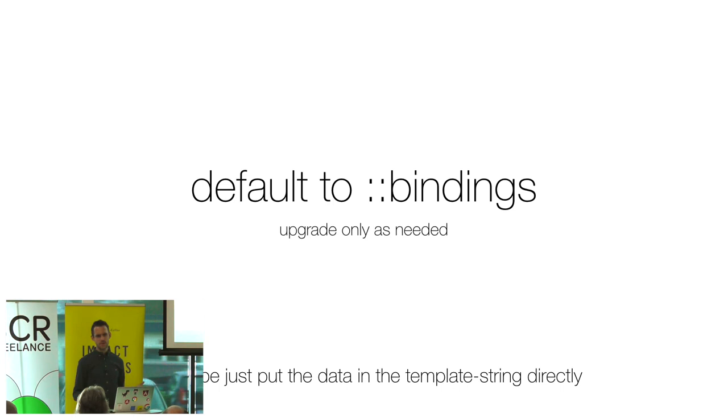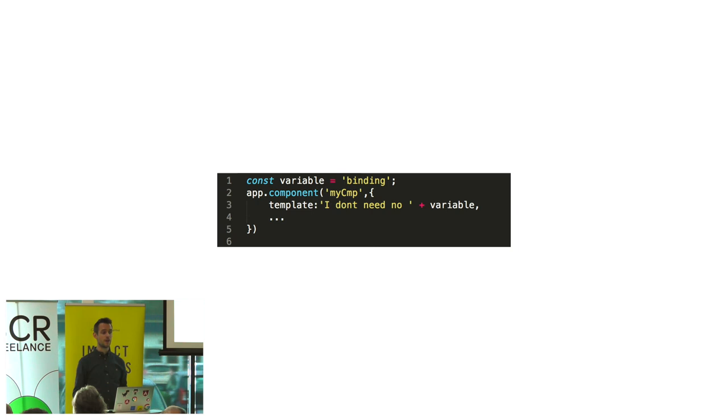But actually, that won't help the initial load of your page or the initial template crawling, because it'll still set up the listener and wait for the data to be there, and then put in the data, and then unsubscribe the listener. So it'll still take a little bit of time. So maybe you can just put the data directly in the template string. I thought I would make an example: instead of using curly brackets for a binding, you don't need any binding. This will load a lot faster up front.